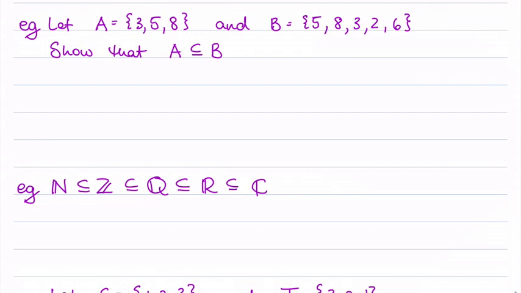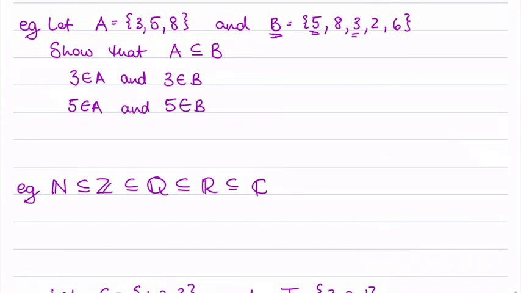So we go through and we check. The first element in A is 3, so 3 is an element of A, and if we look at B, yes, we've got a 3, so 3 is an element of B. We have 5 is an element of A, and let's go and check B, and there's a 5. 5 is an element of B. And finally, the third and last element of A is 8. And if we do a quick check, there's an 8 sitting in B.